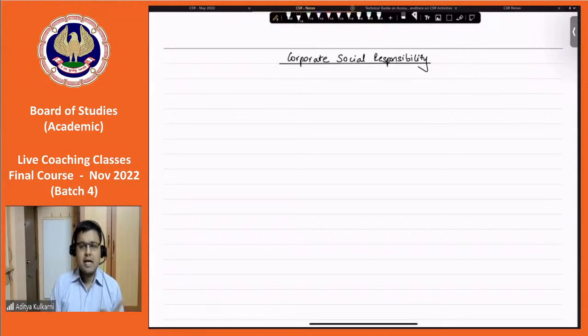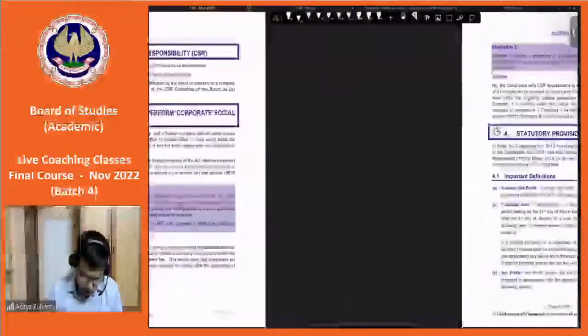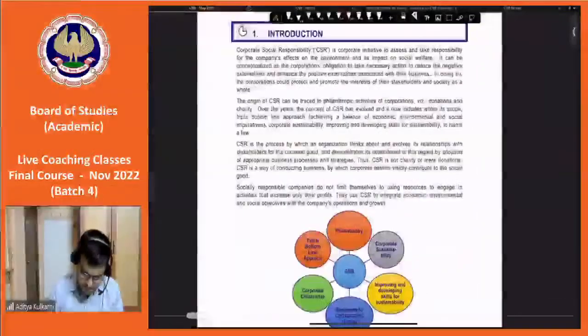If at all you get a question on CSR, it is a bonus for you. So don't skip this chapter, do it and go, so that you can get full marks for this. It will range between 4 to 6 marks in your exam, not more than that. So with that background, let us start with corporate social responsibility.